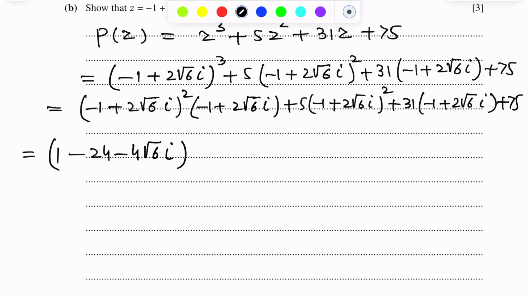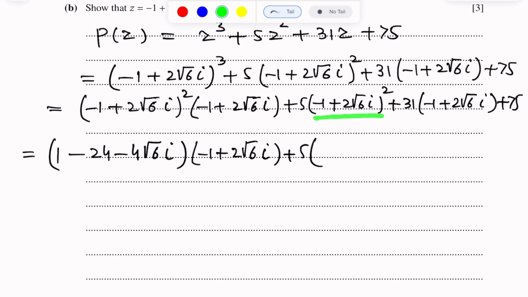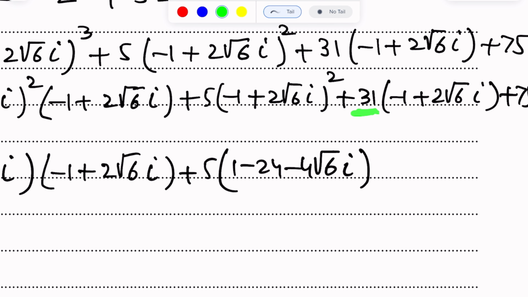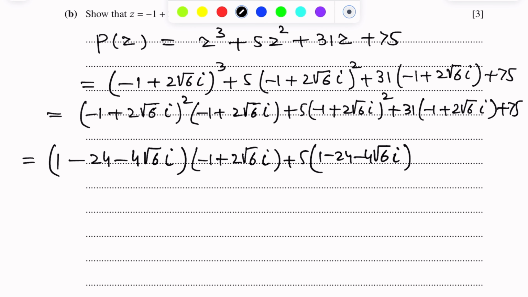The other factor will remain the same: minus 1 plus 2 under root 6 iota. Next is 5, again using the identity, 1 minus 24 minus 4 under root 6 iota. Now for the next term we will multiply 31 by both terms inside the bracket. We get minus 31 plus 62 under root 6 iota plus 75.